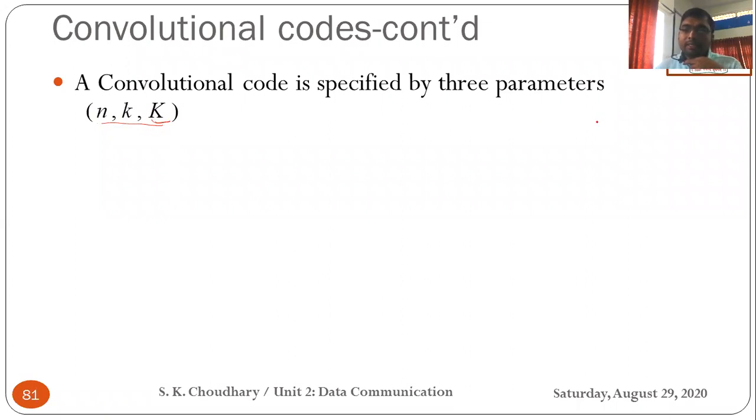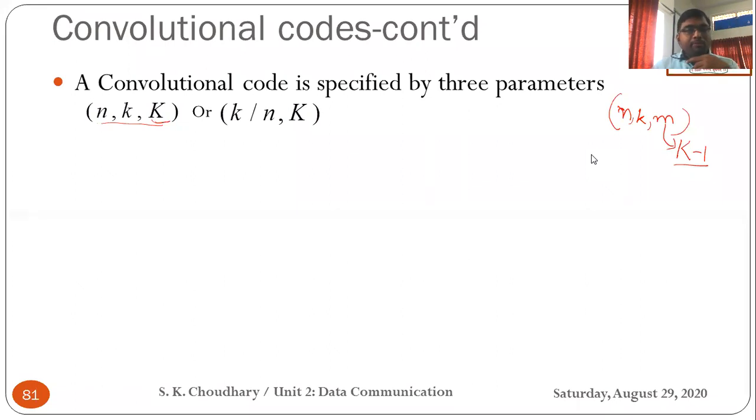In some literature, it is also represented by n, k, m, so do not confuse them. Basically here, m is capital K minus 1, constraint length minus 1. M represents the number of memory registers or number of flip-flops, because it is a memory system, so it uses flip-flops. So you can use either representation.